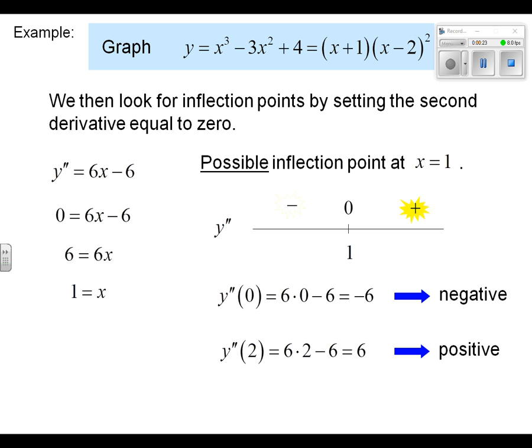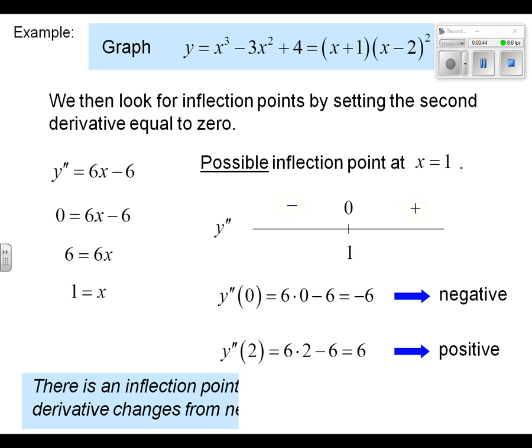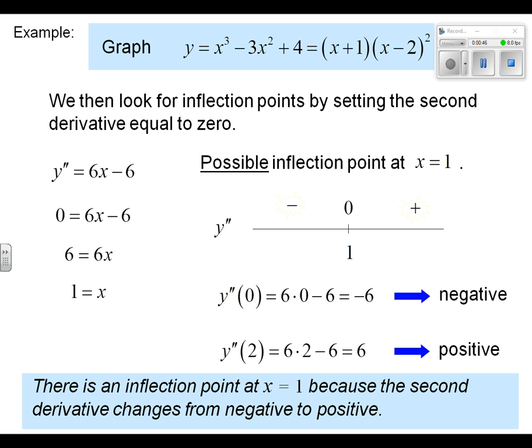Now, if you were to get concave up and concave up on both sides, we wouldn't consider that an inflection point. So if our second derivative was positive on both sides or negative on both sides, we would not say that's a particular inflection point. But because it changes from negative to positive, we'd say it's an inflection point. And that'd be how you'd explain it. So AP test, right? I know there's an inflection point because the second derivative changes from negative to positive, or you could say from positive to negative.